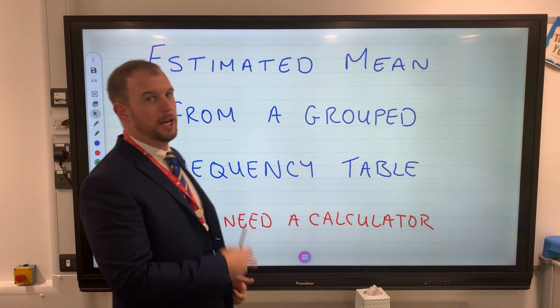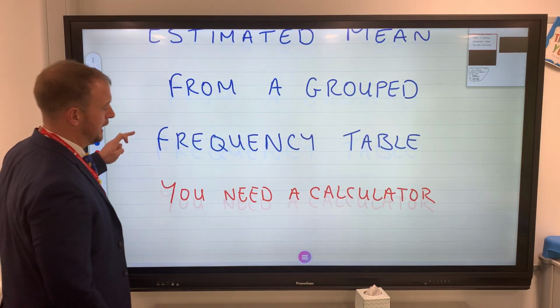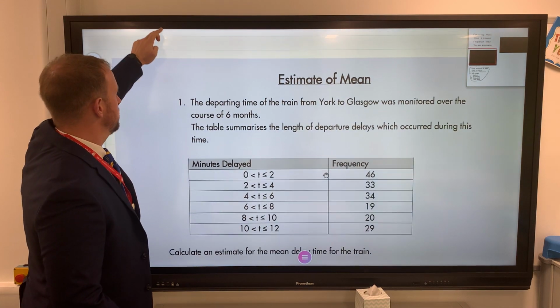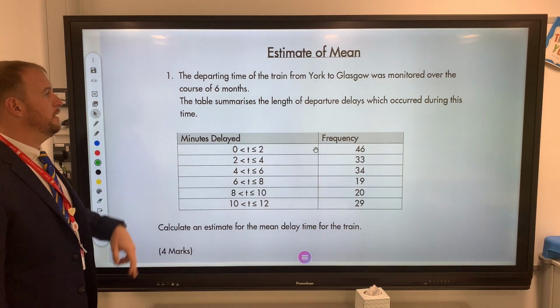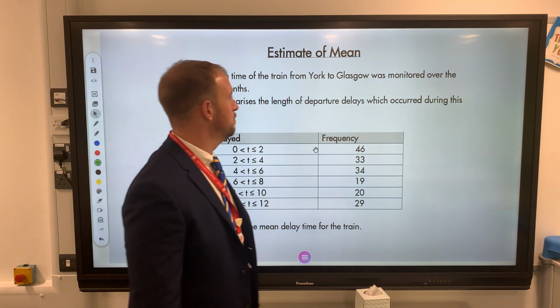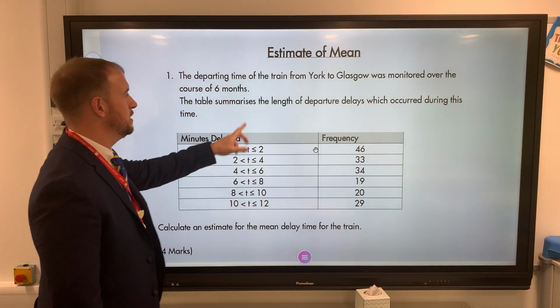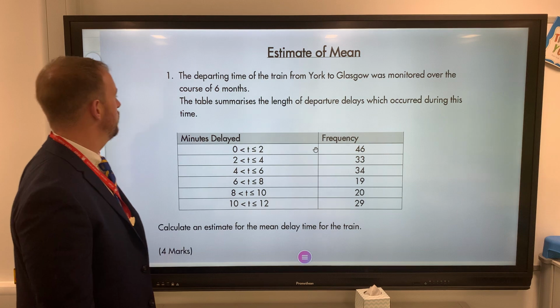So today then we are looking at calculating the estimated mean from a group frequency table, and you do need a calculator. So here is a question for us all then. The departing time of the train from York to Glasgow was monitored over the course of 6 months, and the table summarises the length of departure delays which occurred during this time.